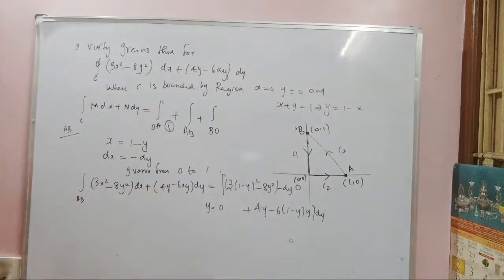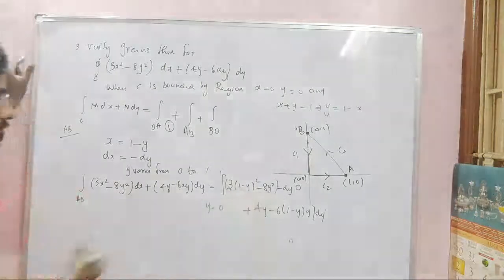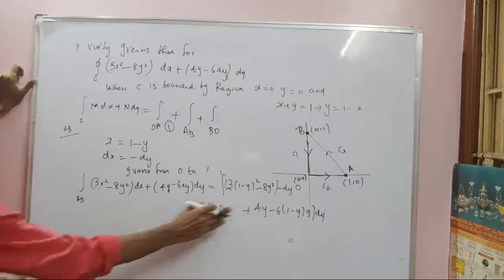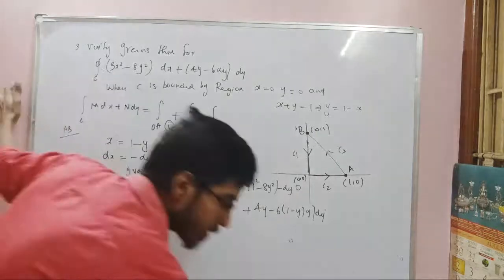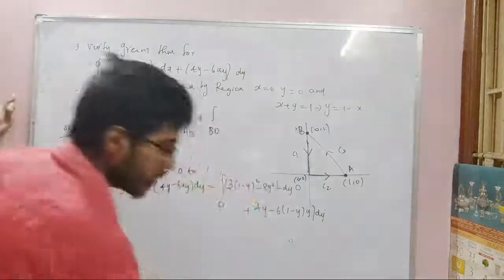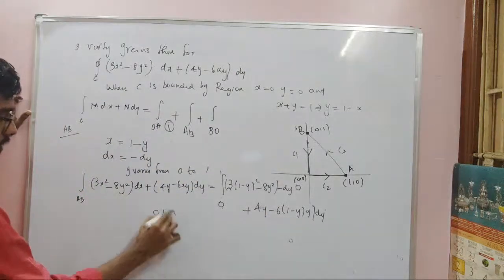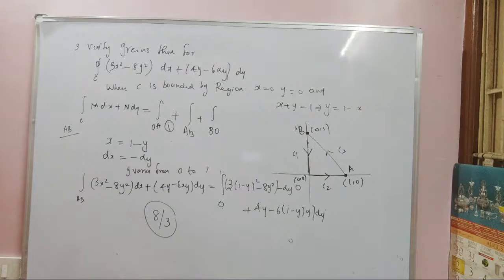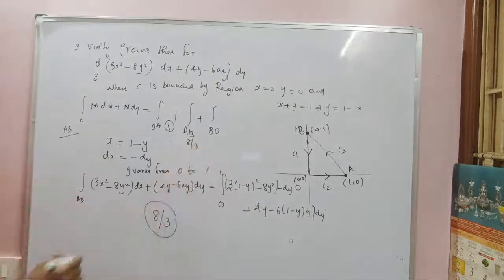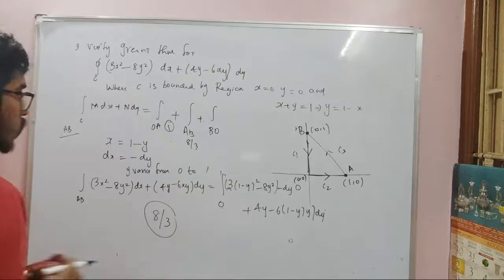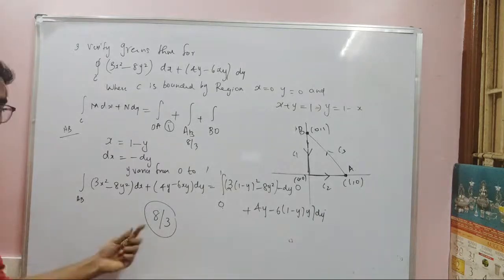Now you need to evaluate this integral. I think you can easily evaluate. You just have to integrate every term with respect to y, and then apply the limits 0 to 1. If you do that, you will have the answer equal to 8 by 3. These are just normal integrations using the x power n formula. So this integral over AB is equal to 8 by 3. Now we need to find the integral over BO.